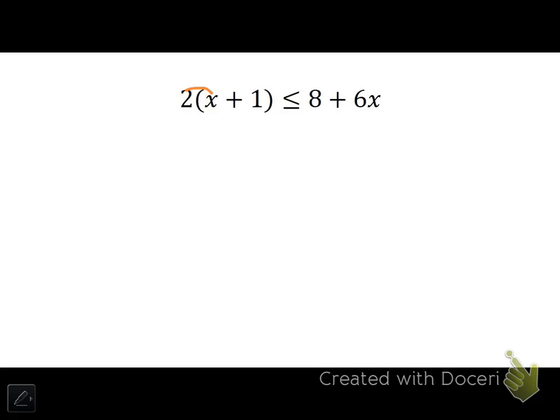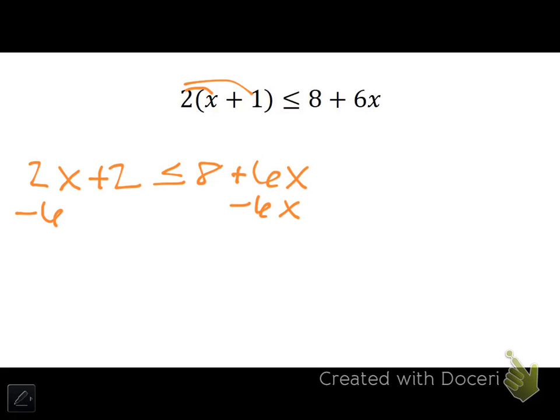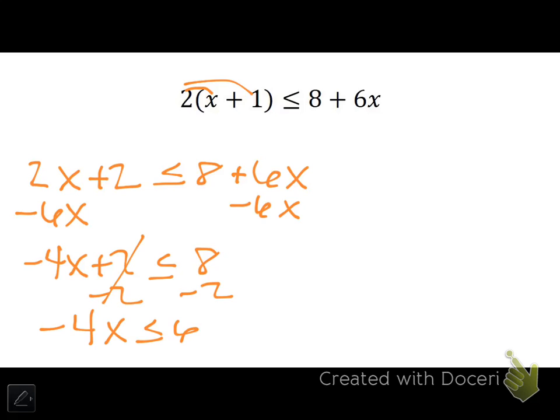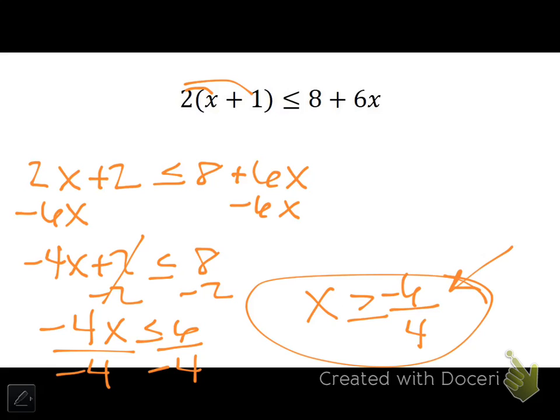Okay, I see parentheses, I gotta distribute. 2x plus 2. Gotta get my x's on one side, so let's go ahead and just subtract 6x. Subtract 2, because we want x by itself. Divide by negative 4. I divided by a negative, I have to flip my sign. And don't lose that negative when you rewrite it here, because a lot of people lose their negative again when they are dividing.